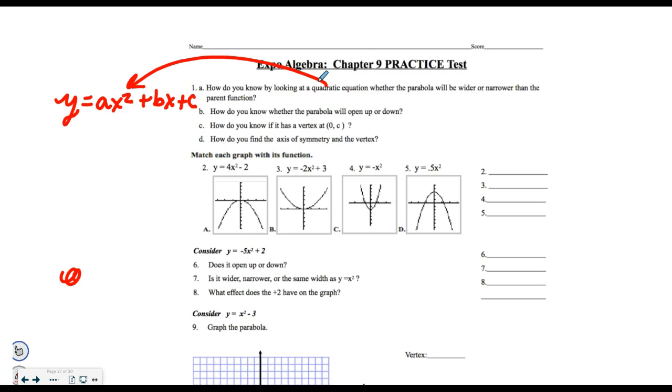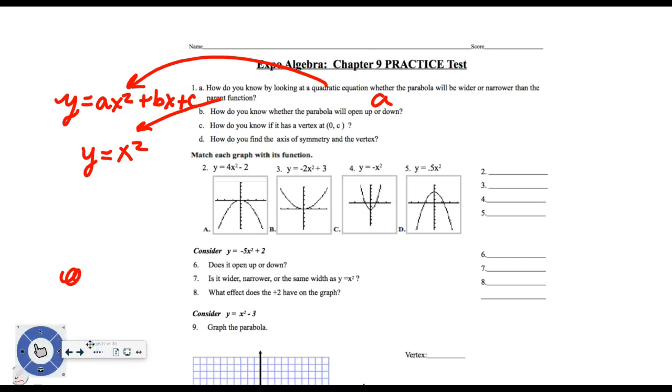To get full points for this, you have to write down everything I do. Whether the parabola will be wider or narrower than the parent function. And the parent function is y equals just 1 x squared. And so you need to know that that's all about the a. It's all about this lead number that's sitting out front. Let me go highlight it for you guys.